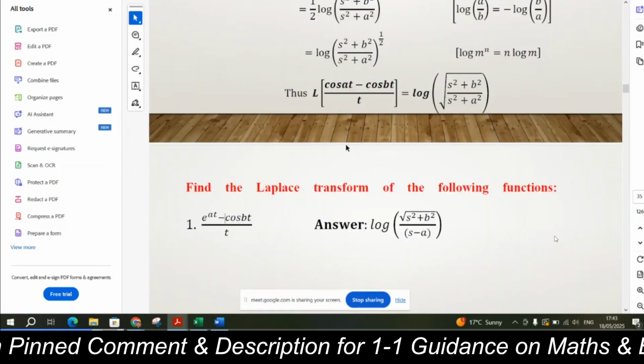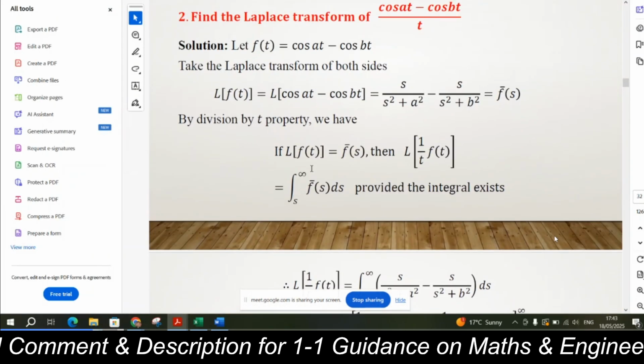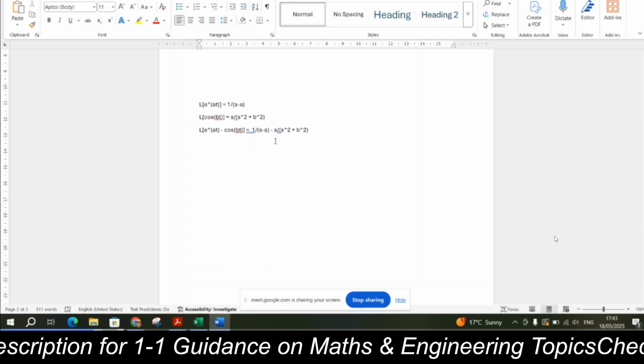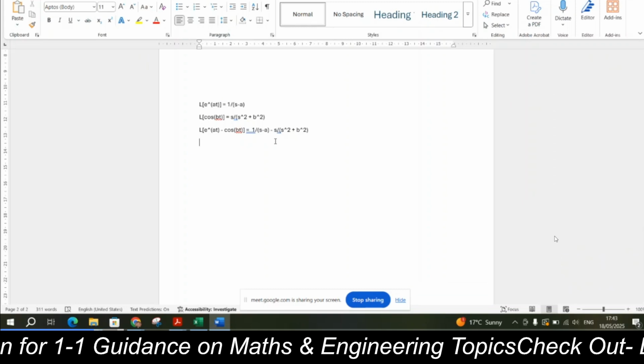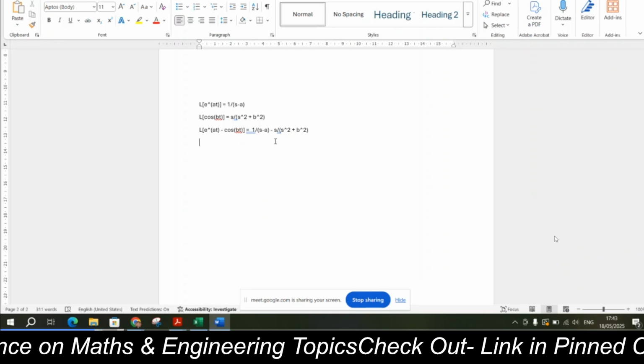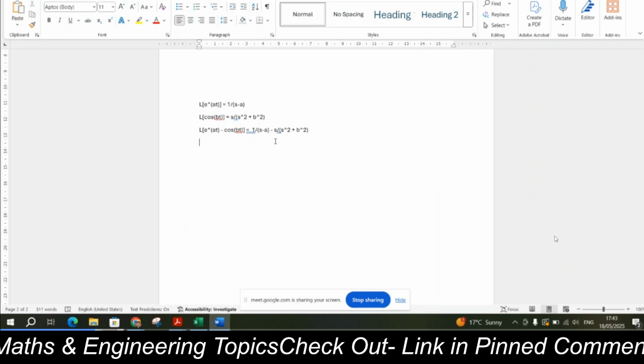infinity. I think it's s to infinity. One second. S to infinity, yes sir. Yeah, it's s to infinity. So what will happen is, 1 by s minus a integrates to log of s minus a. Correct, right? So log of s minus a, and you will put infinity first, log of infinity.